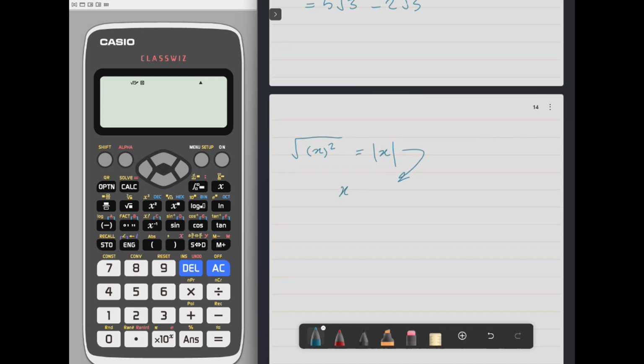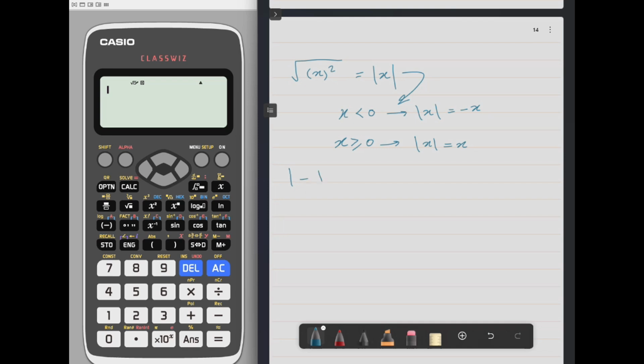if x is less than 0, then modulus x is going to be minus x. If x is greater than or equal to 0, then modulus x is going to be x itself. What do I mean? Like if you have the modulus of minus 4, it is going to be 4 because it is less than 0. But if you have modulus of 5, it's going to be 5. So modulus is basically a function that only outputs positive numbers or 0.